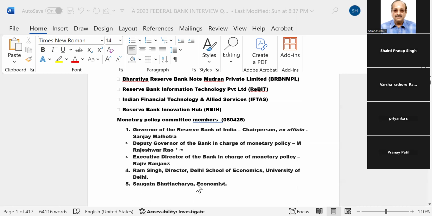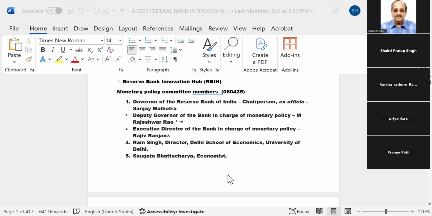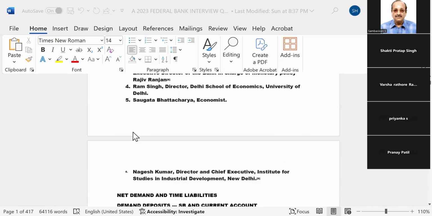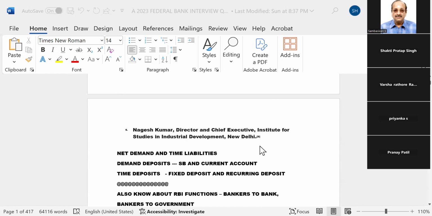Next, Varsha, continue reading Monetary Policy Committee members. Monetary Policy Committee members: Governor of the Reserve Bank of India, Chairperson ex officio, Sanjay Malhotra; Deputy Governor of the Bank in charge of Monetary Policy, M. Rajeshwar Rao; Executive Director of the Bank in charge of Monetary Policy, Rajiv Ranjan; Ram Singh, Director, Delhi School of Economics, University of Delhi; Saugata Bhattacharya, Economist; Nagesh Kumar, Director and Chief Executive, Institute for Studies in Industrial Development, New Delhi.